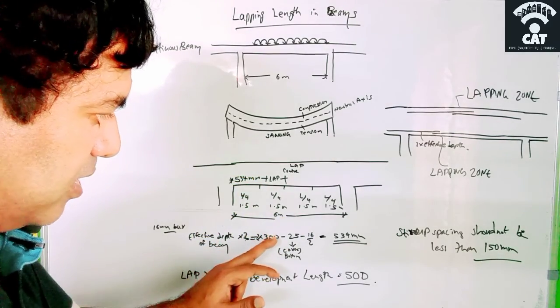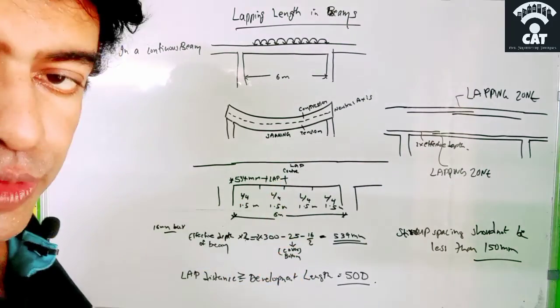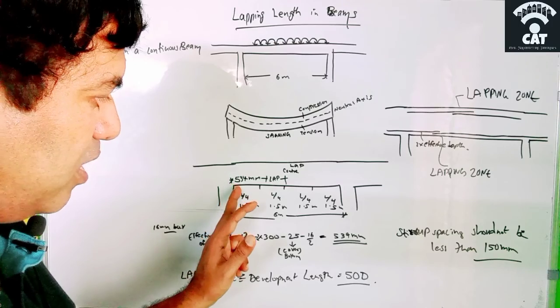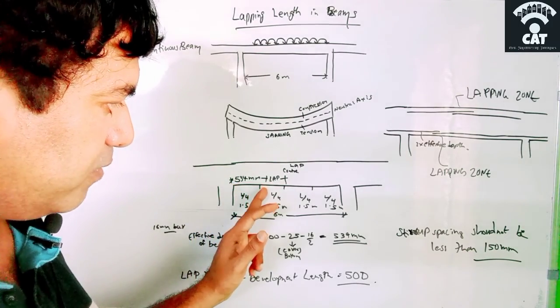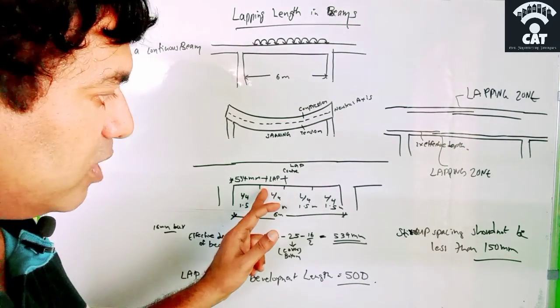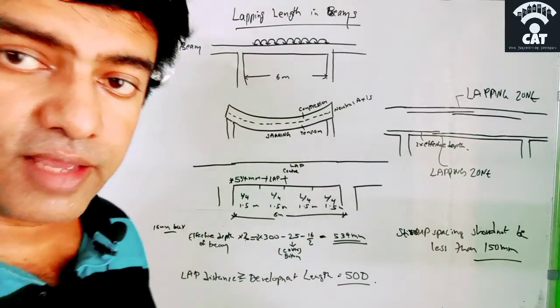That is 300 minus 25 minus 16 by 2, into 2. That much distance we have to take from this junction of the column up to wherever it comes. From there only we can go for the lap. I think, anyway, again I will say the formula.